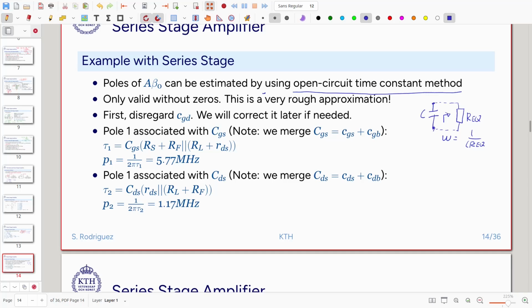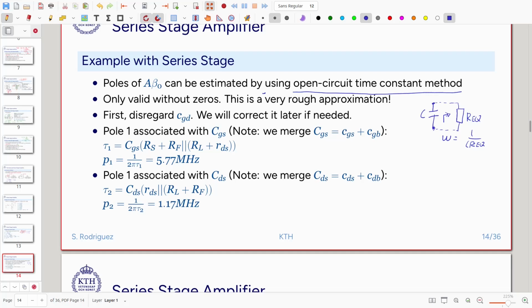Now we have to be very careful when we use the open circuit time constants. It is an extremely simple method, but we can make a lot of mistakes because it is only valid if there are no zeros present in the transfer function. So we should expect to make some mistakes. We are going to check with the simulator, and if the mistakes are extremely large, then we have to correct for them.